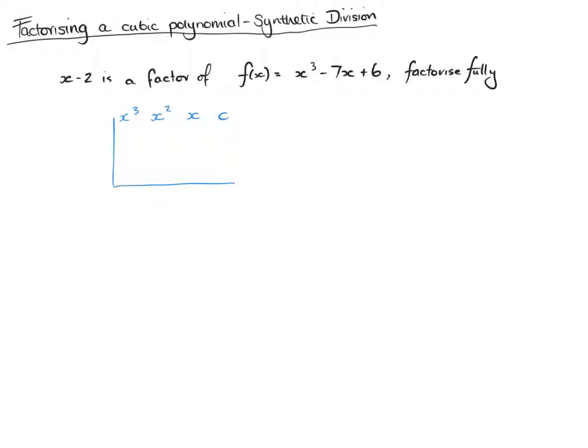Never forget, just because there's not an x squared value doesn't mean that you miss it out on your synthetic division table. That's really important. So x cubed has got a 1 in front of it. There are no x squareds. We've got minus 7 x's, and then we've got 6 as our constant. Okay, our factor is minus 2, so it's 2 that we put out here. Okay, so this is because if f of 2 equals 0, then x minus 2 is a factor.